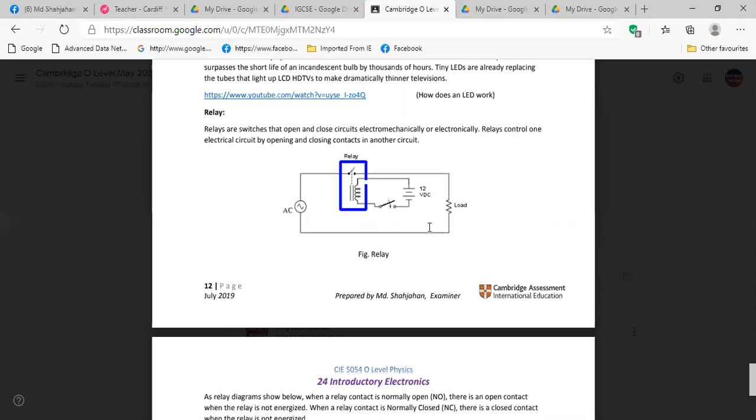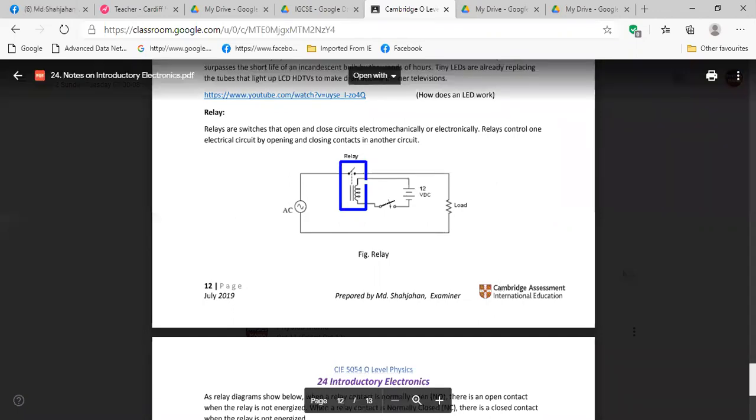Okay, is it clear? So relays are actually one small switch or one small circuit helping to operate a bigger circuit. This arrangement is called relay. Is it clear? Yes sir, below there are NO and NC, normally open and normally closed. That one is a more advanced function of relay.